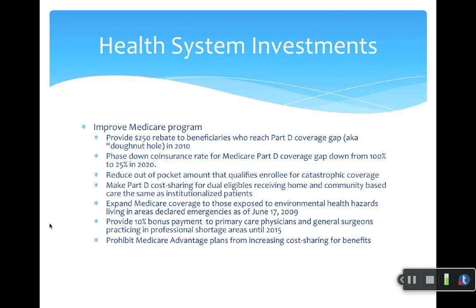We also saw that there were major improvements that were proposed to the Medicare program. Again, this is the program for the elderly, providing additional support to beneficiaries of the Medicare program who have Part D coverage. Now, Part D is the pharmaceutical benefit coverage part of the Medicare program.